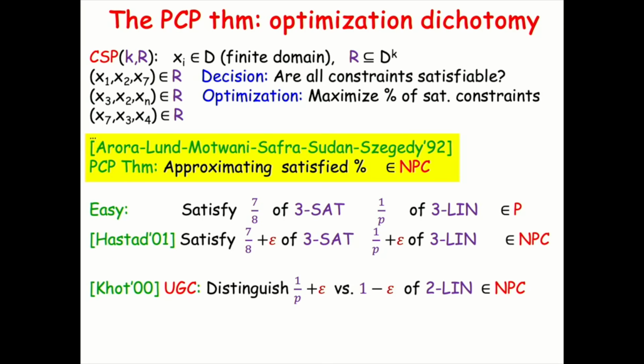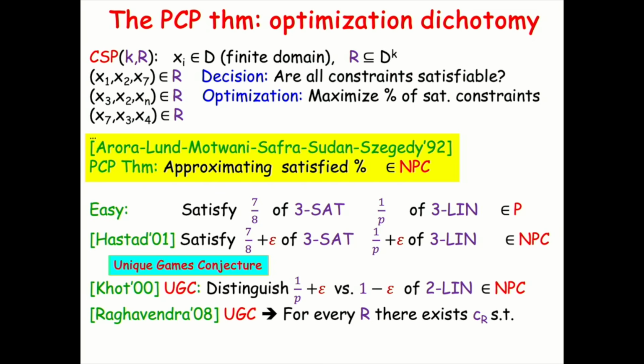It's a question, you can try to go further. You can say, can I distinguish between whether I can satisfy half, close to half, or close to 1? I promise you that either this or that. It's a conjecture, but a very important conjecture called the unique games conjecture, that this too is NP-hard. And if it is, this leads to an understanding of all these approximation problems. It's a result of Raghavendra. It says that under this assumption, for every relation, there is a constant that tells you the threshold between easy and hard.